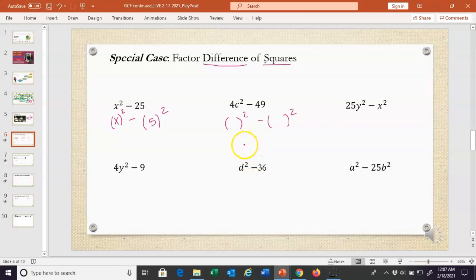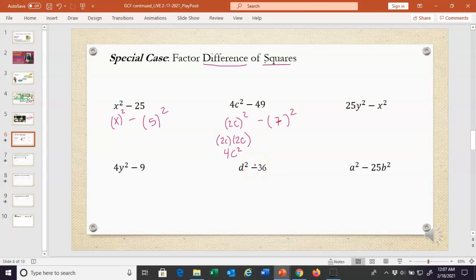So how can we write 4 as something squared? And that's 2. And the c. And you can always sort of check it and go backwards. 2c squared means you would write it twice. So 2 times 2 is 4, and c times c is c squared. So sure enough, it is the same thing. Then 49 can be written as 7 squared.